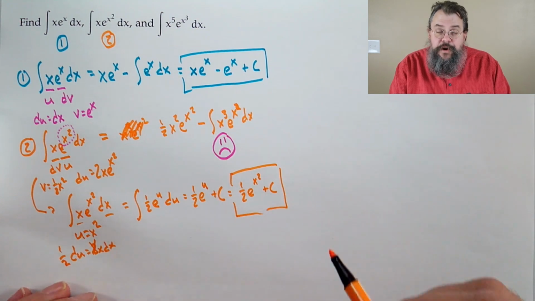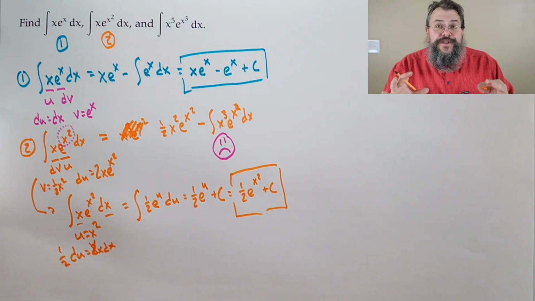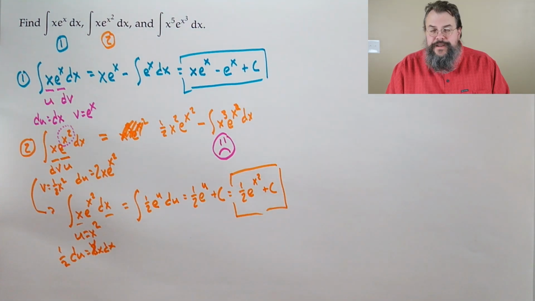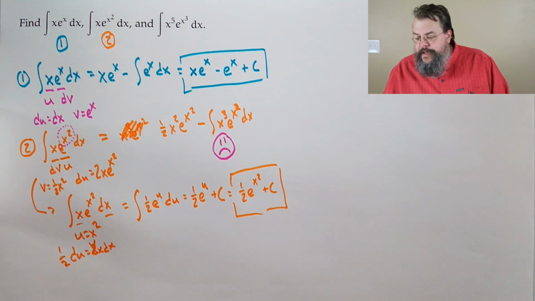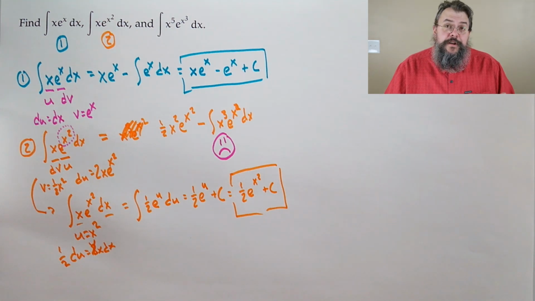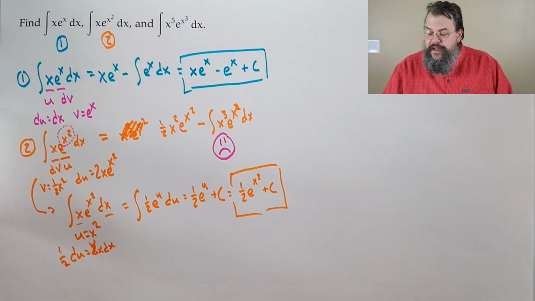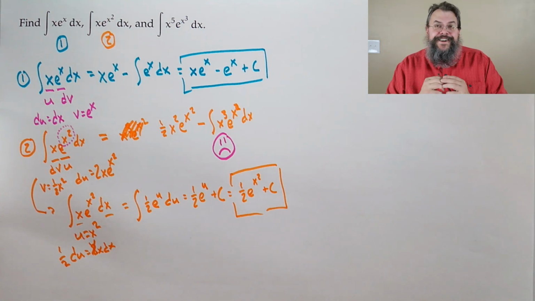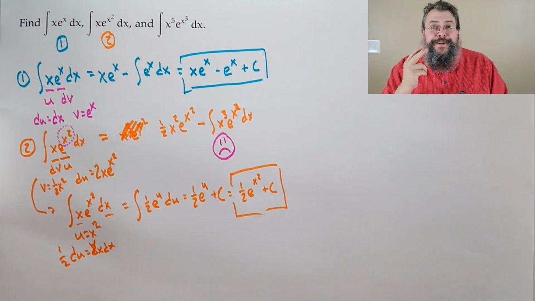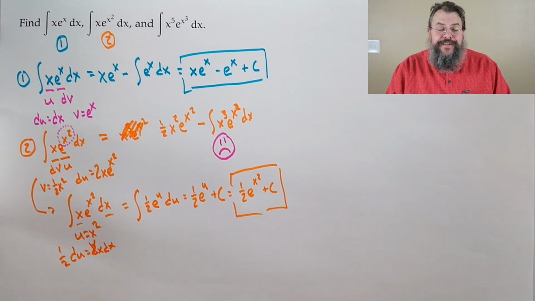So the moral here, don't rush to do parts. Sometimes things look like they might be parts, but maybe there's a better substitution. And then you say, aha, it really wasn't parts at all. Aha, okay. Well, 2 down, 1 to go.